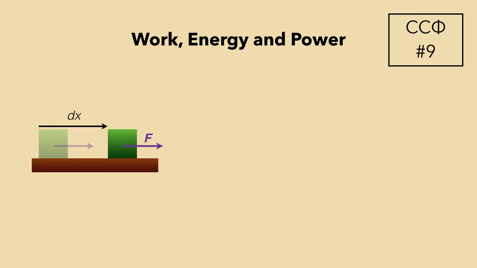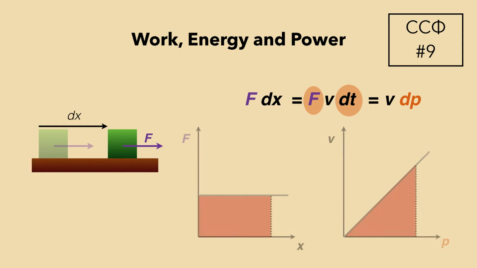Well, it is because of a little algebraic manipulation that the force times a little space interval dx is actually force times velocity times dt. But you recognize force times time is actually the change in momentum, so it's v dp. That is, there is some sort of fourfold relationship between force, displacement, velocity and momentum. And this relationship has a geometric interpretation.